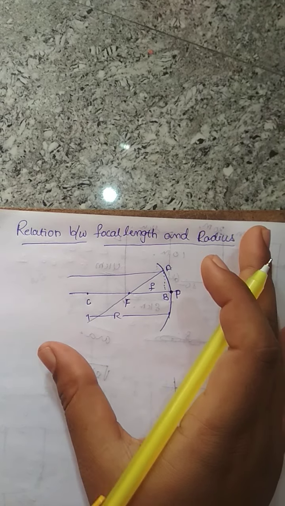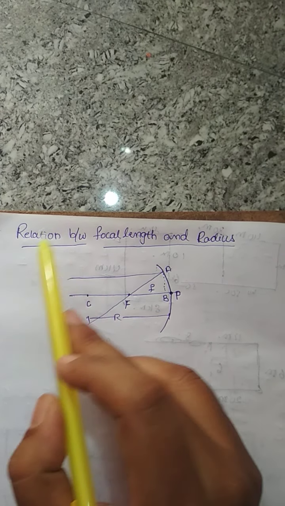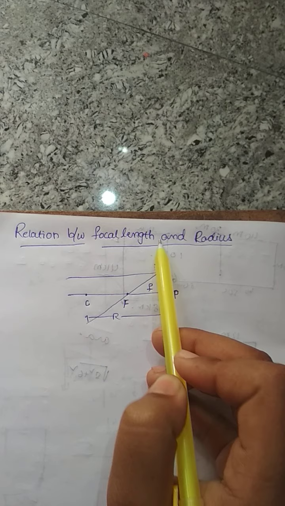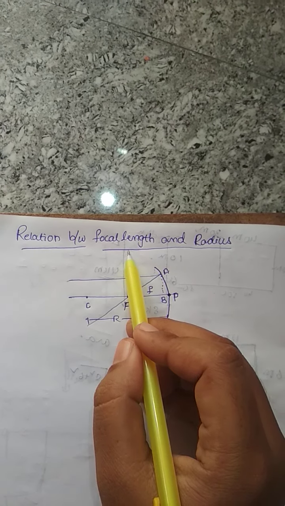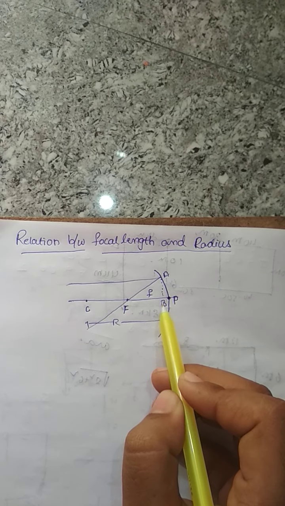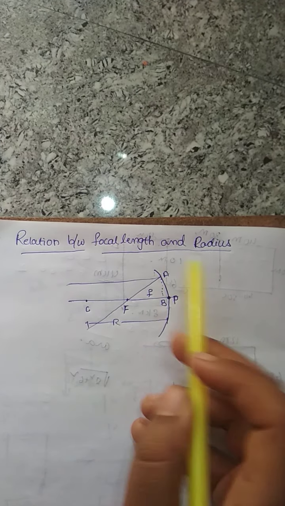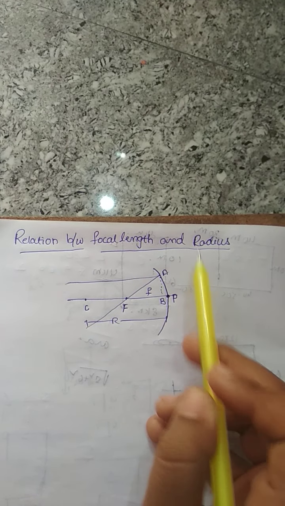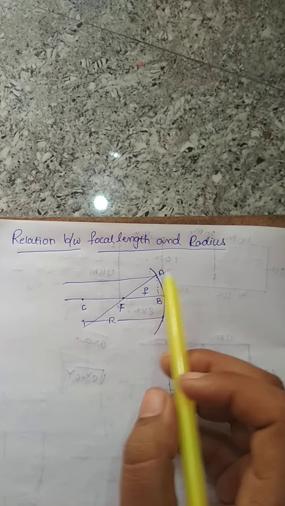Everyone, in this video I am going to discuss the relation between focal length and radius. So what is the focal length? The distance between the principal focus and pole is called the focal length. So what is the radius? The radius of a sphere of which the mirror is a part.